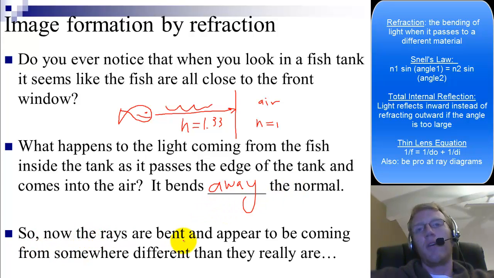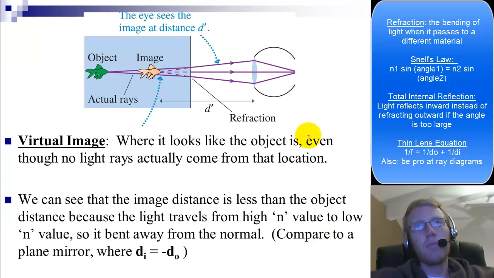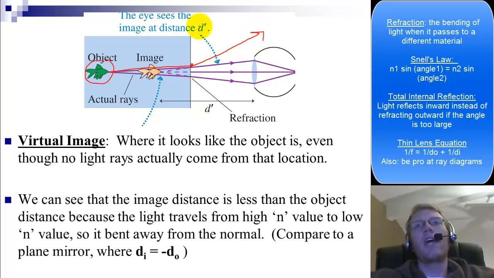So now the rays are bent and appear to be coming from a different place than where they actually come from. Here's a picture. You've got the actual object back here. The light ray comes here, and I'm going to draw it a little more dramatically. It bends away from the normal, so it bends away that way. And this light ray comes here, and it bends away that way. So I've just dramatized the amount that they bend.